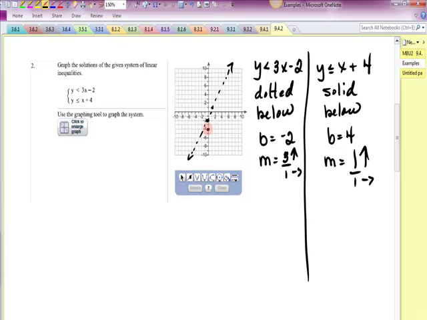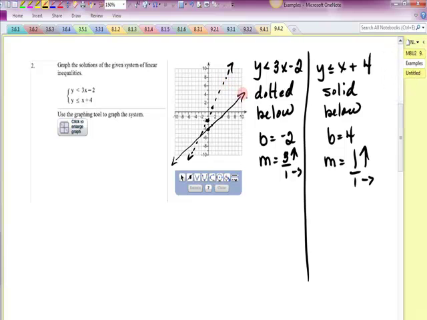I will begin at -4, and I will go up 1, right 1, and it will look a little bit like this. Now remember, I was below the dotted line, and now I'm going to be below the solid line. So I would click on the bucket. What is below both of them?